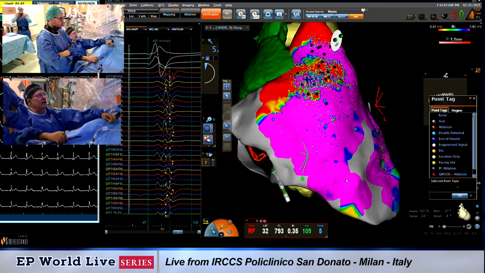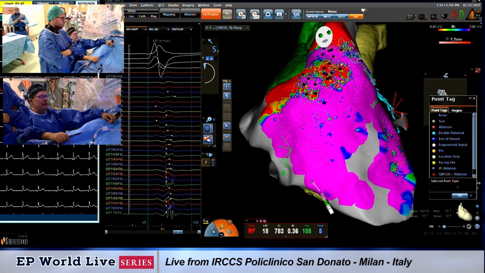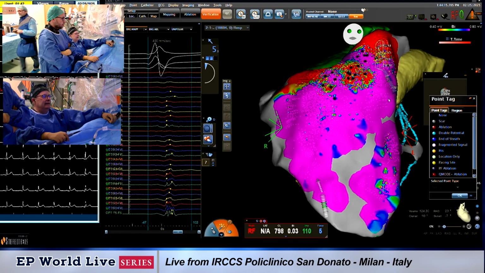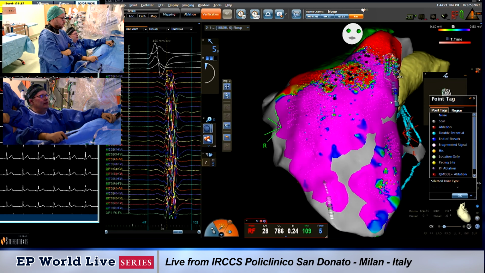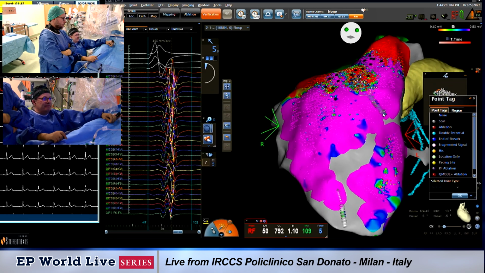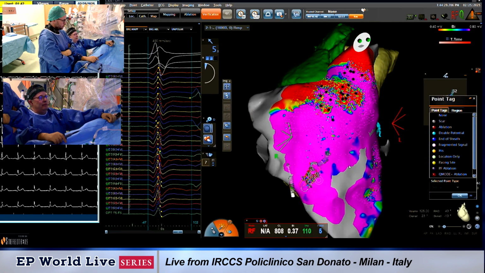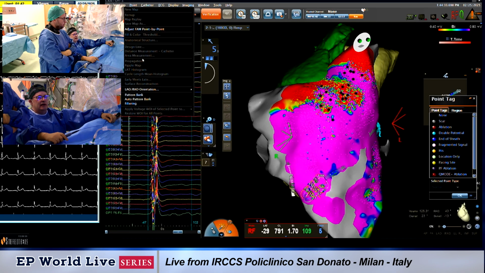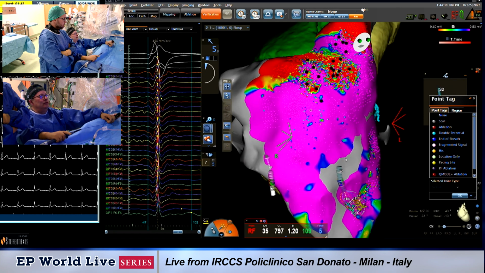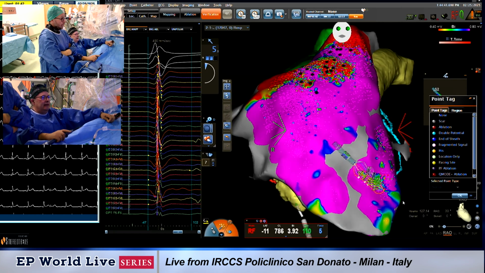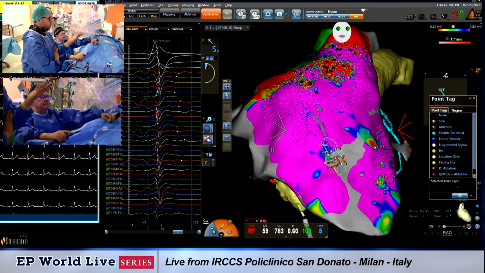And in the future, we should talk about this new substrate. Most probably it will be of interest in our interventional procedure. Okay, so Giuseppe, I think it's the time to do the homogenization of the substrate and to move to the ablation. What do you think? Absolutely. I think we have clear definition of the substrate.